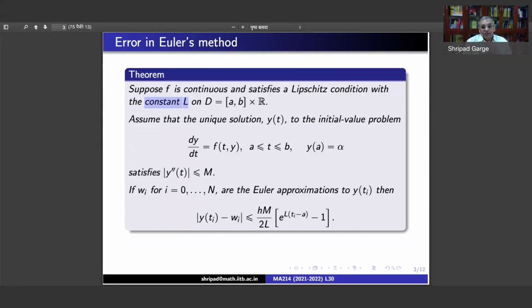Of course, if you put the value i equal to 0, then we immediately notice that the round bracket here, t_i minus a, will give you the value 0. So L into 0 is also 0. You have e to the power 0, which is 1, and therefore this whole quantity in the square bracket is going to give you the value 0. And indeed, y of t naught minus w naught is in fact 0.